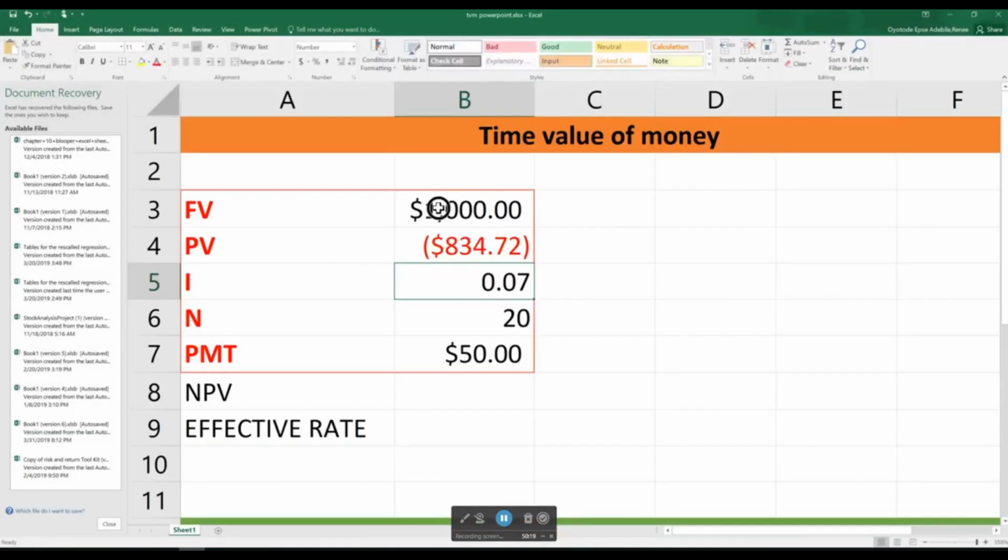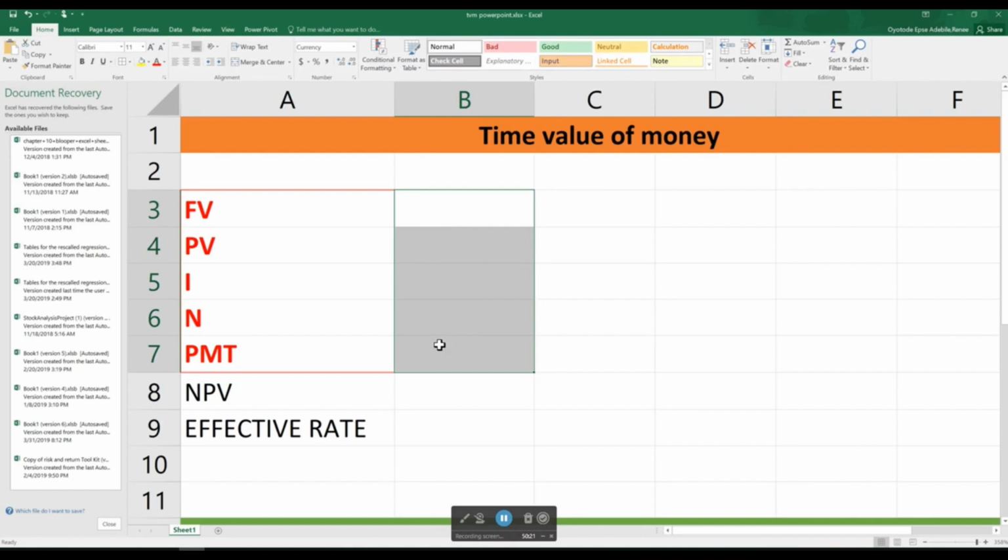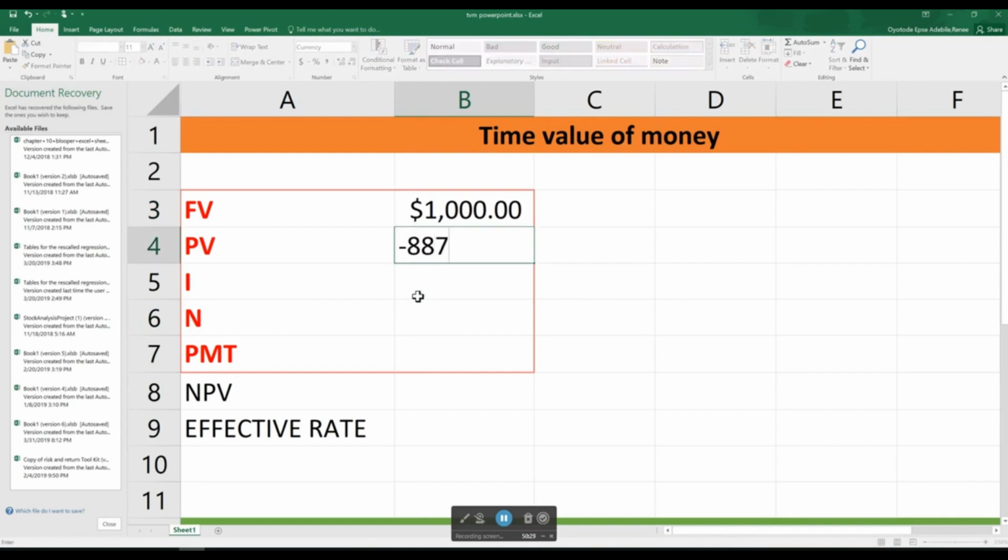If you're using Excel, which we're going to do here, you're going to input the values that you have, which is 1000 for your future value, minus 887 for your present value. The number of periods is 10. Your payment is 90. So then you're going to use the function RATE. So you're going to put equal RATE, open the parentheses.